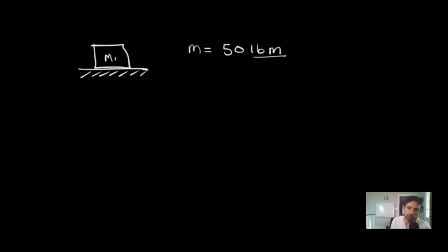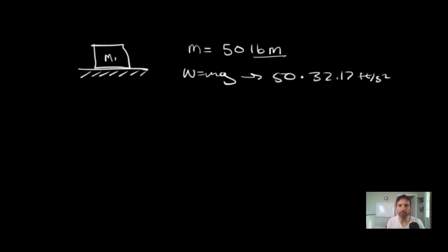Now what I don't want you to think here is that we can just say, just like the SI units, weight equals mass times gravity, and so therefore 50 times, and gravity in the English units is 32.17 feet per second squared. So it's just 50 times 32.17. That would be wrong. Why is that?